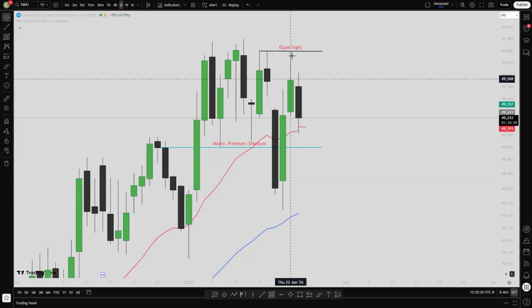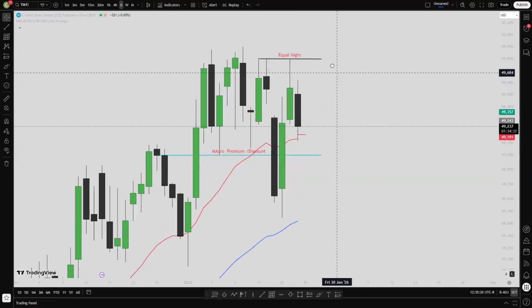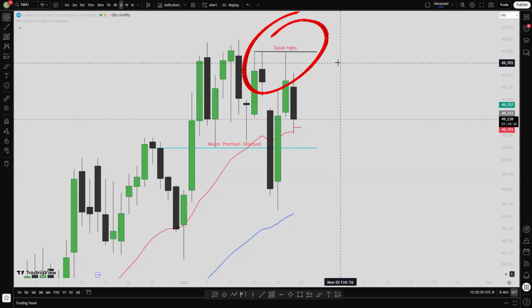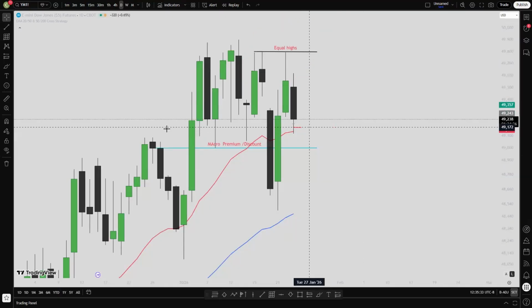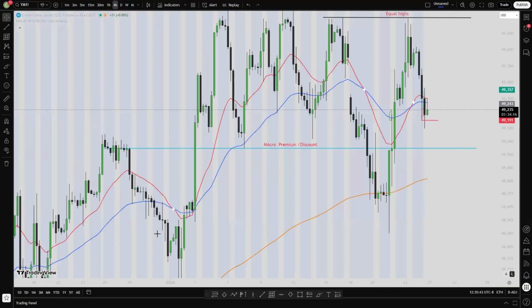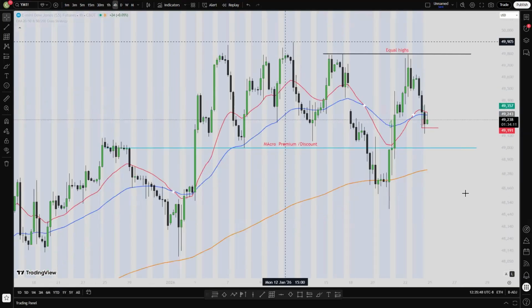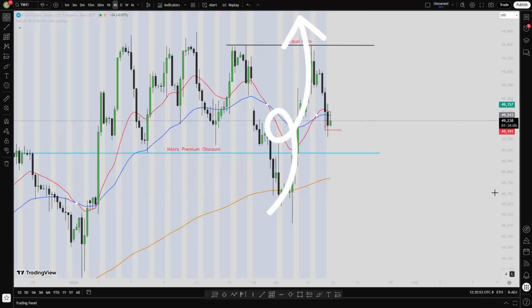Now, what happened here is that it actually left equal highs, which definitely leads to believe that it's going to come back for those, and you just don't know when. So moving down to the 4 hour, I want to show you more of a micro premium discount range. So this is more of the daily range down here to up here. But now you can see we've created this new range, which would be the micro range.